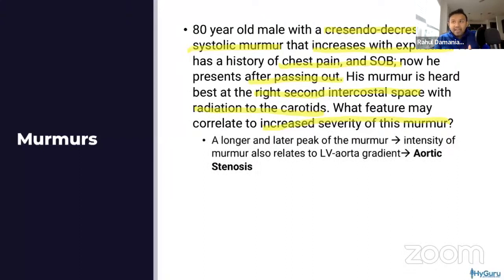Now, whenever you have a longer and later peak of the murmur, that correlates with an increased intensity of the murmur and relates to a higher LV to aorta pressure gradient. Whenever you have this longer, later peak of the murmur, that determines the degree of aortic stenosis. And especially when you have low cerebral blood flow, i.e. patients are going to have syncope because the LV can't pump that blood into the carotid circulation and into the brain. This is when we say, hey, this is severe aortic stenosis. We need to consider actually replacing the valve.